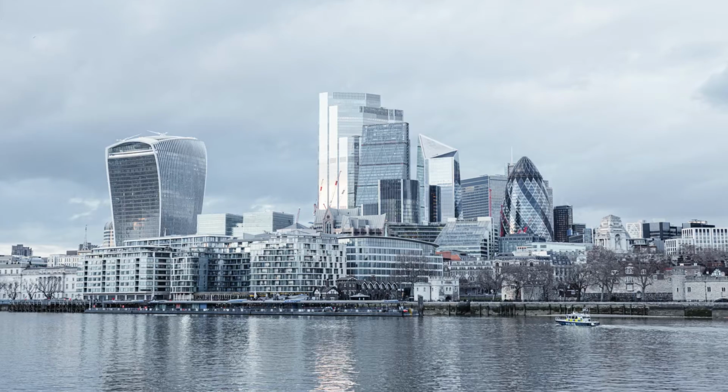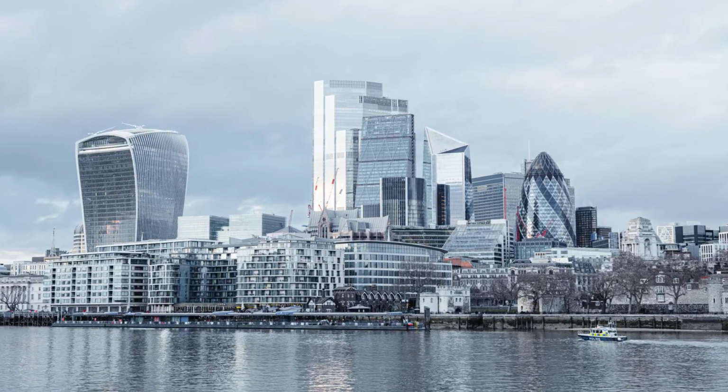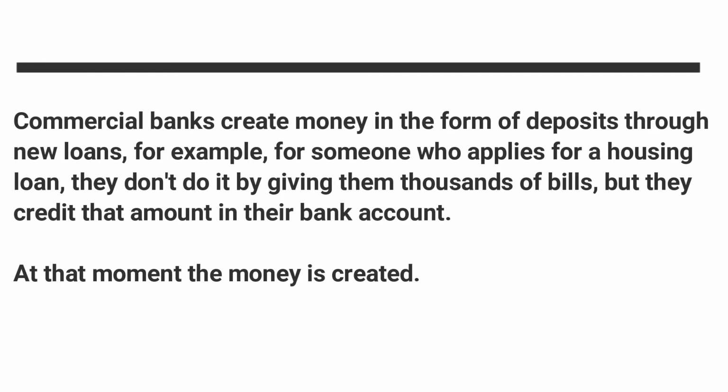You may not believe the things mentioned in this video, but here is a quote from the Central Bank of England. Commercial banks create money in the form of deposits through new loans. For example, for someone who applies for a housing loan, they don't do it by giving them thousands of bills, but they credit that amount in their bank account. At that moment, the money is created.